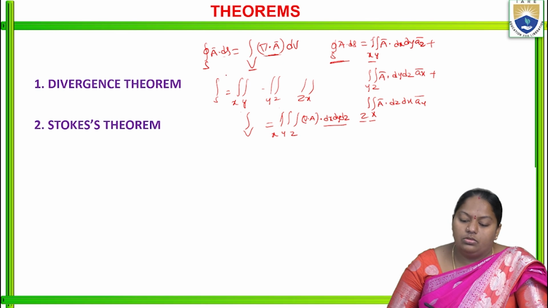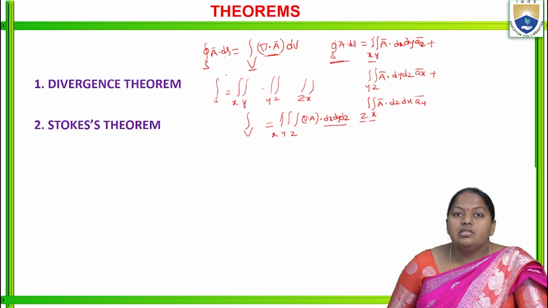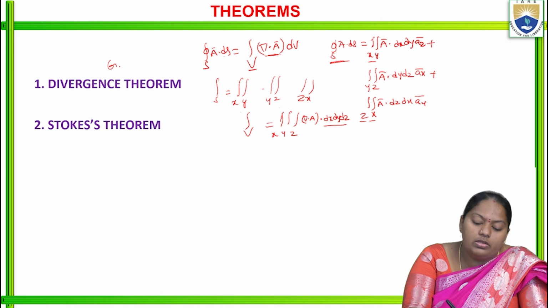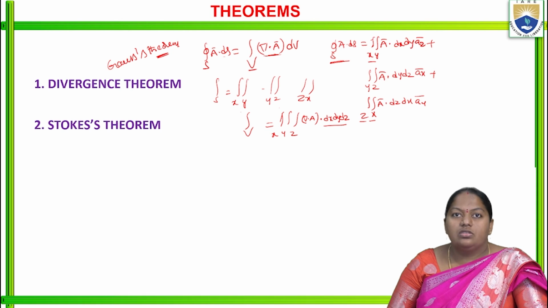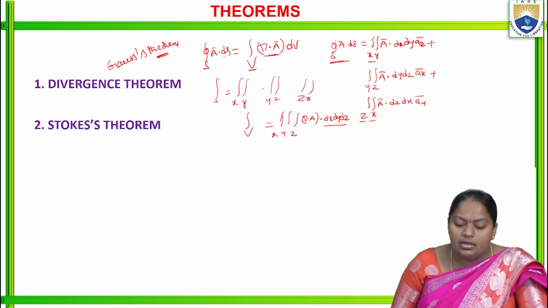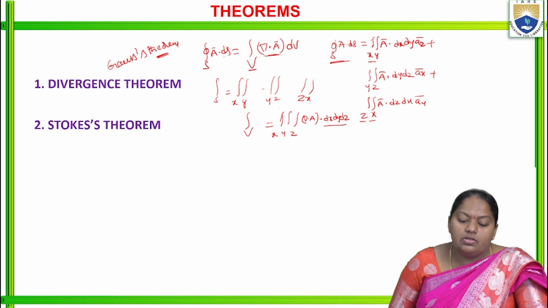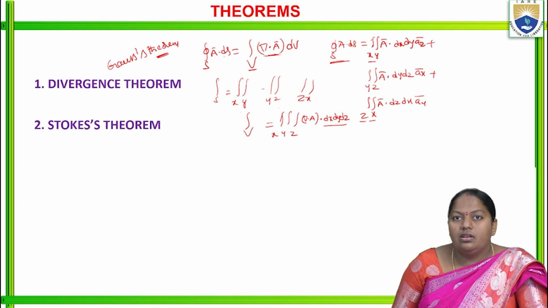Right? So this divergence theorem is also called Gauss theorem. It is applicable for symmetrical charge distributions only. And it gives us the relation between two-dimensional variables and the three-dimensional one.